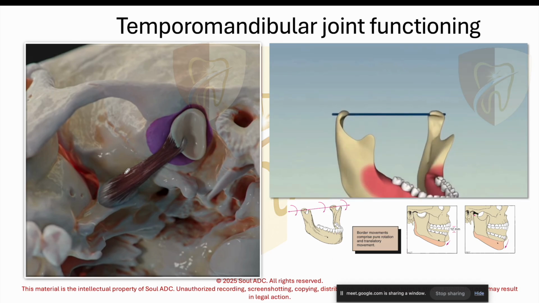Now, the second video tells us about the movement of your jaw. Why is it not moving?